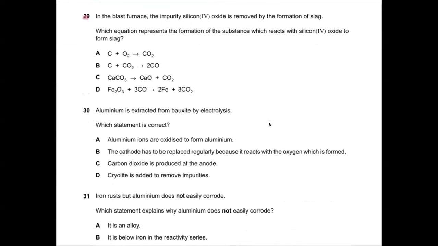Yes, it's clear. MCQ number 29. In the blast furnace, the impurity silicon 4 oxide is removed by the formation of slag. Which equation represents the formation of a substance which reacts with the silicon 4 oxide to form slag? So if you recall, that is calcium oxide, right? Carbon dioxide and carbon monoxide are formed. This is the correct one, which when it is formed, reacts with silicon 4 oxide to form slag. So D goes wrong, and we are only left with option C, which is correct.